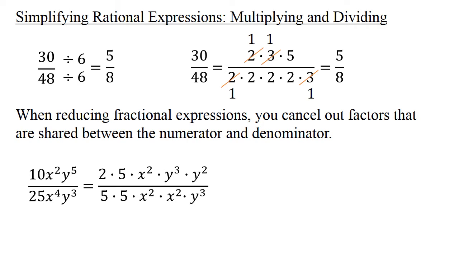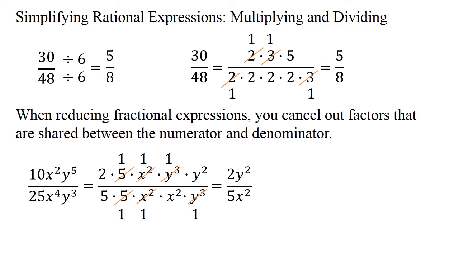I can just start crossing things off here that match. So a 5 on top will match a 5 on the bottom. X squared on top will match an x squared on the bottom. A y to the third on top will match a y to the third on the bottom. And I can say, okay, what is left after I've done that? I have a 2 times y squared and a 5 times x squared. So after I make all of these 1, I get 2y squared over 5x squared.